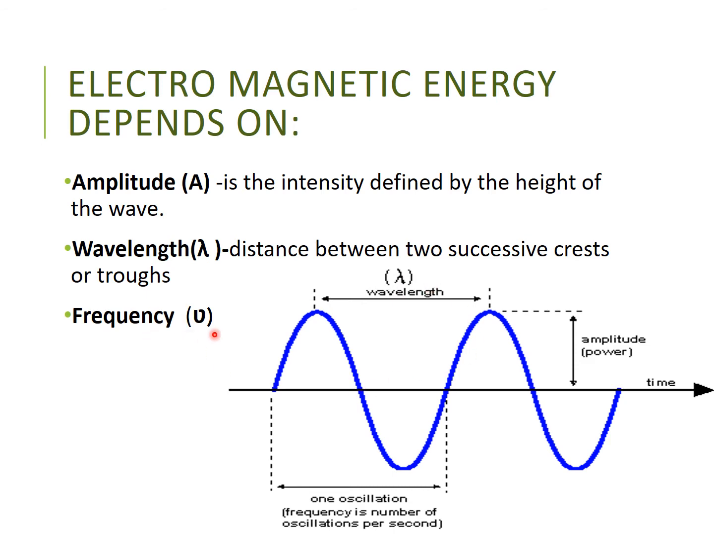Then you have one more term, frequency. The symbol is nu, represented like this. Frequency is the number of oscillations of the wave per second. So per second, how many oscillations the wave has is called frequency.